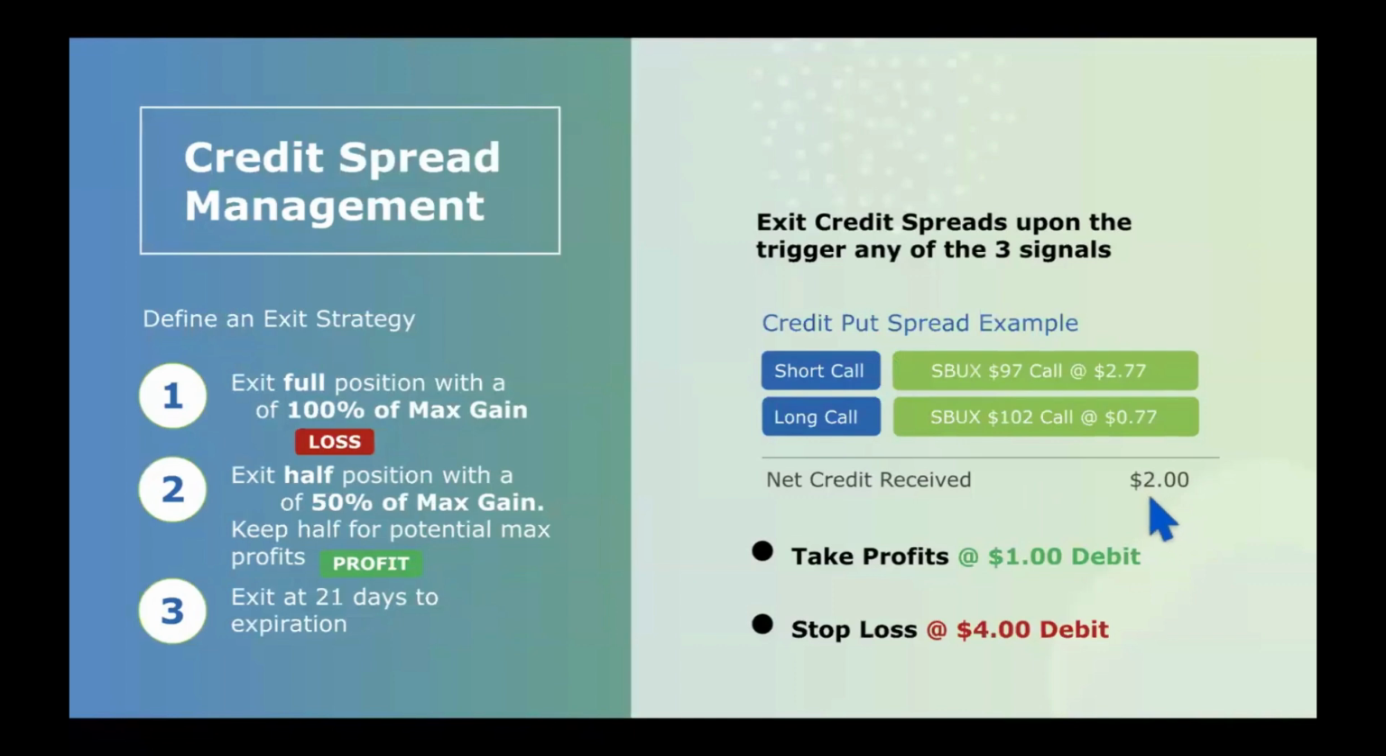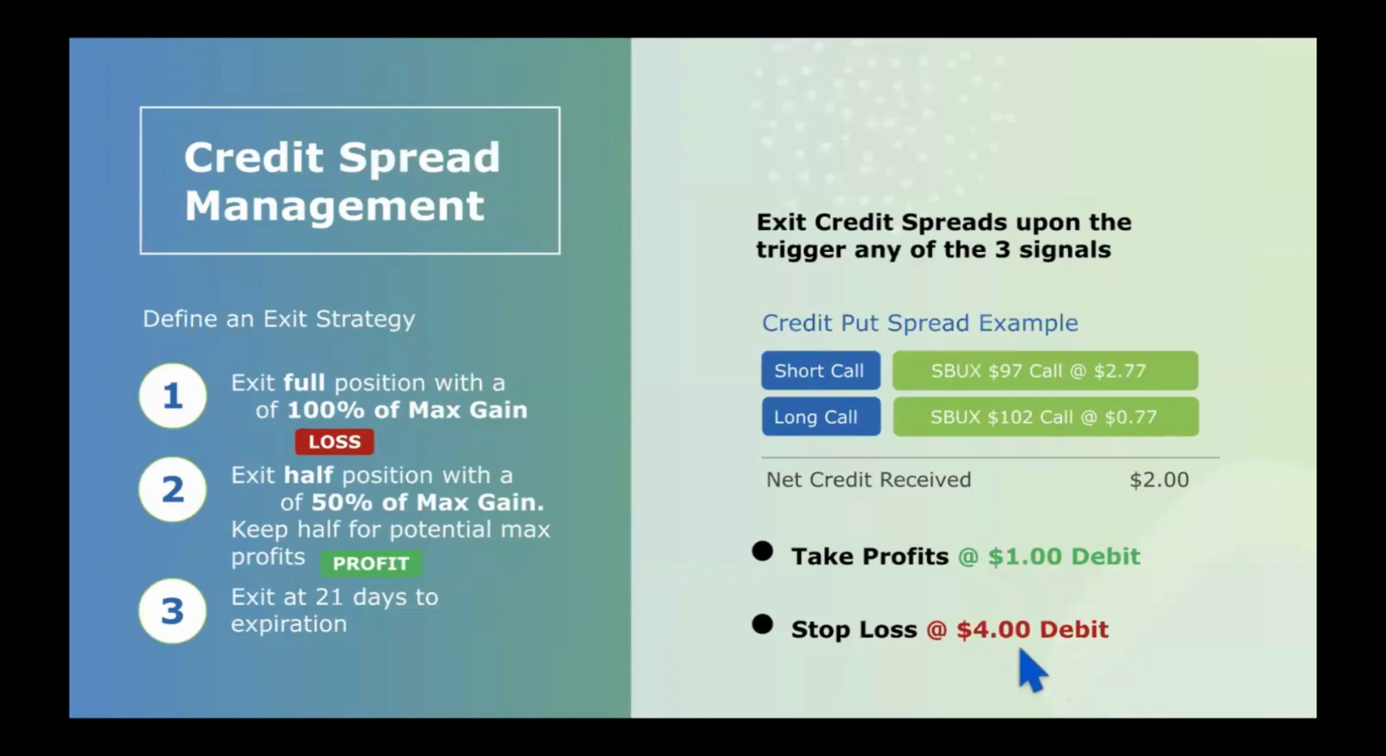If the market goes up and we see, oh my gosh, it's going against us, we would have to buy to close the strategy. We would be buying to close the short option, selling to close the long option. If that gets to double the max gain, we don't ever want to lose more than what we could have made on the trade. We're going to pay that net debit and we're going to get out at $4.